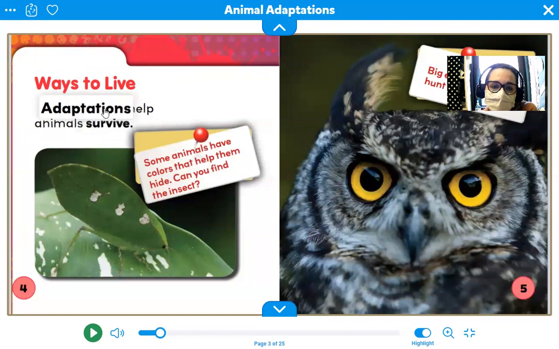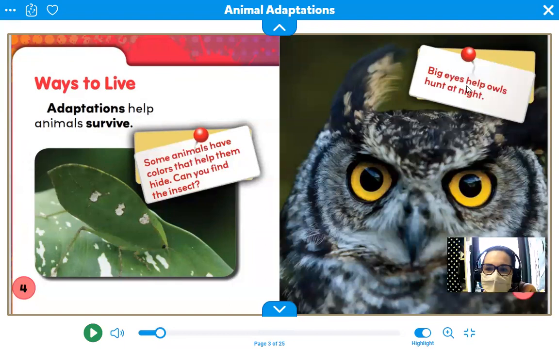Adaptations is in bold, so I think I'm going to find it in the glossary. Adaptations help animals survive. Some animals have colors that help them hide. Can you find the insect? Do you see it? That's pretty crazy, that insect. Looks just like the leaf, doesn't it? Let me move my face here. Big eyes help owls hunt at night.